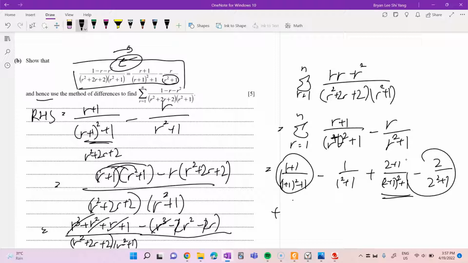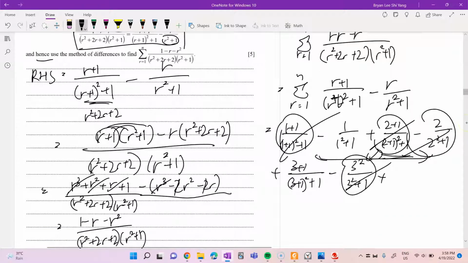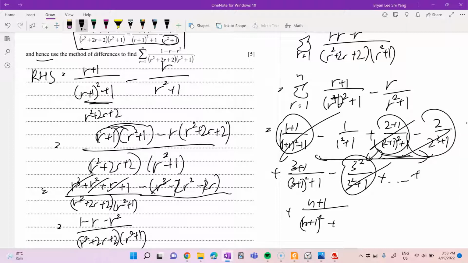One more: 3 plus 1 over 3 plus 1 squared plus 1 minus 3 over 3 squared plus 1. You can see this term matches up with this term. So these two match, so we can cancel each other out because of the different signs. Then you just add it. So just use a bunch of dots to represent. Then for the last one, we would have n plus 1 over n plus 1 squared plus 1 minus n over n squared plus 1.